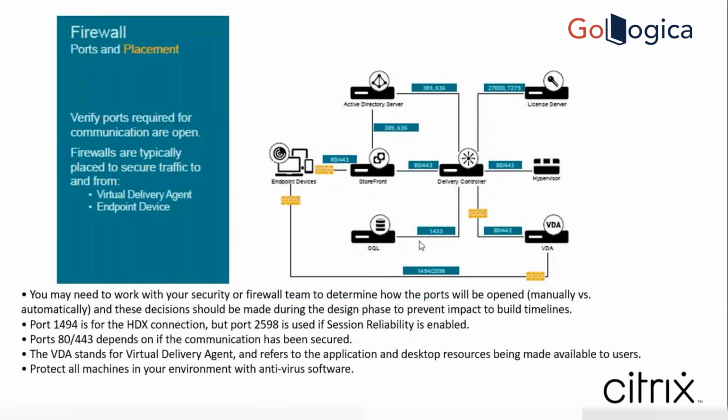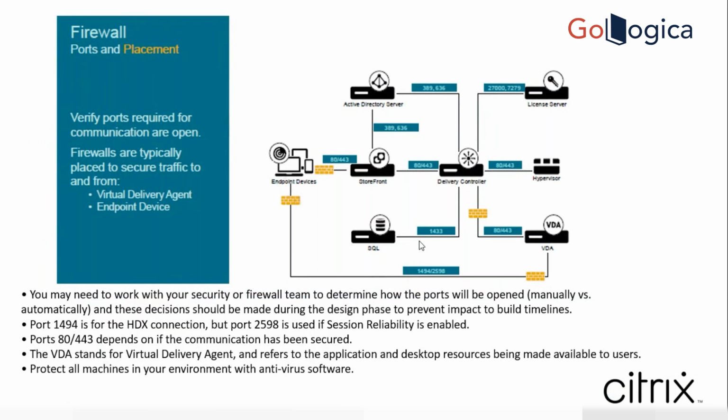Now, what is the firewall and what port does it use? So firewall is used for accessing the virtual app and desktop remotely. So what port is used? Port 1494 is for HDX connection, but port 2598 is used for session reliability.